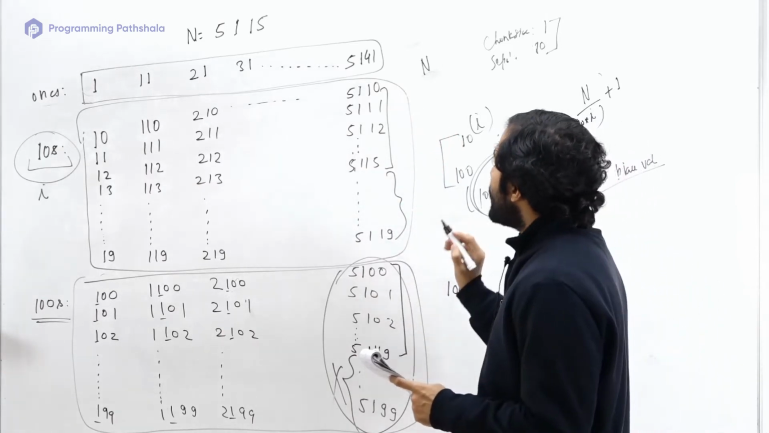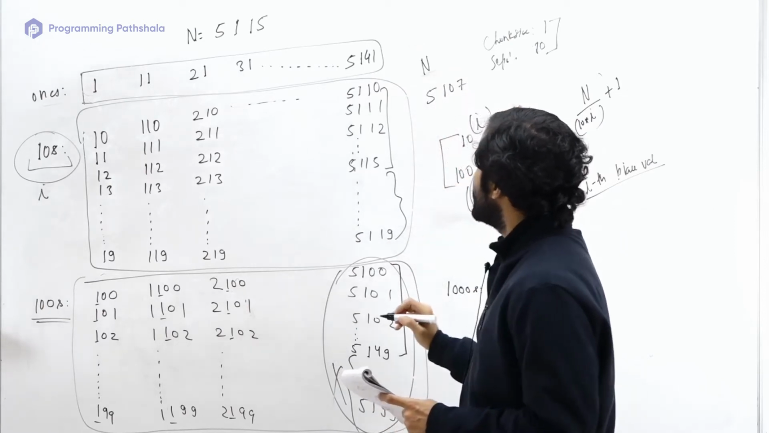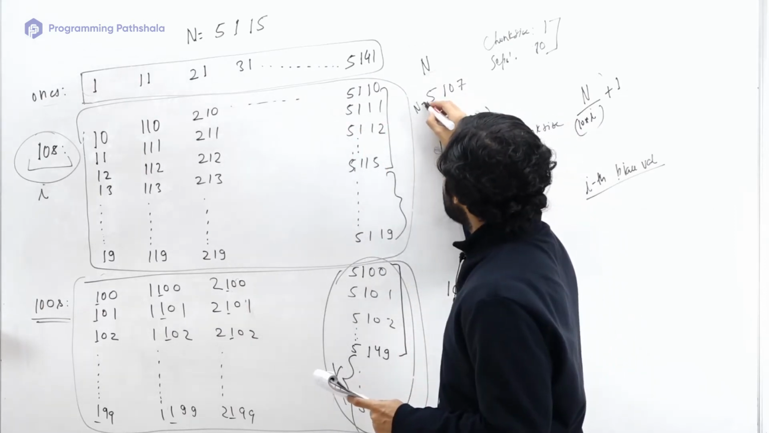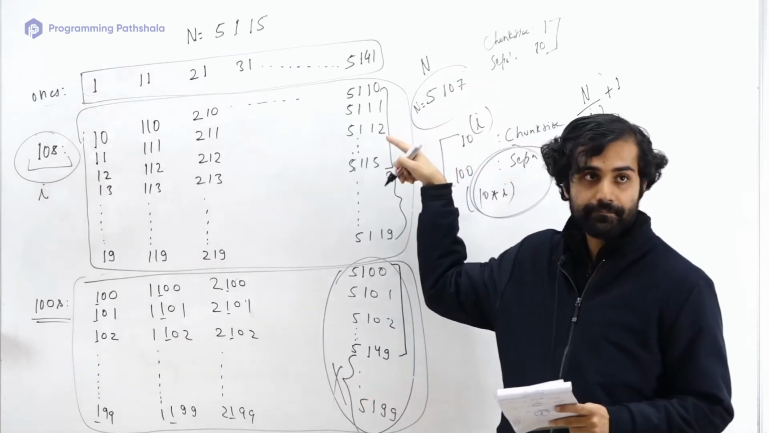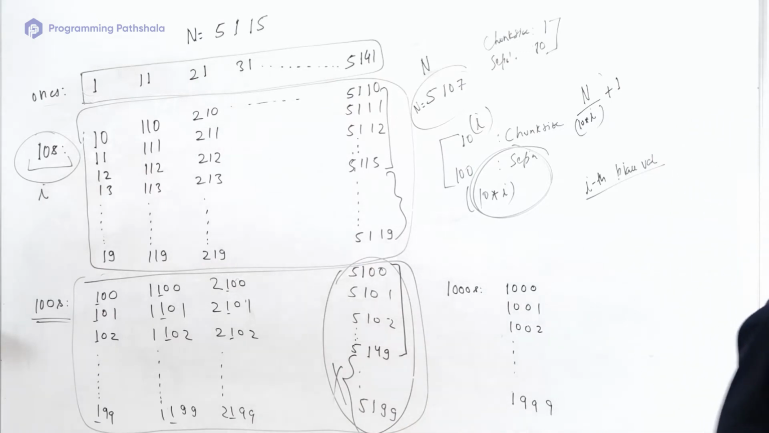So let's talk about a number like 5107. If your number was 5107, then nothing of this last chunk would have been applicable. Yes or no? Because the first member itself of this chunk is 5110, and this 5107 is even smaller than that. Does that make sense? So that is one thing which you guys have to keep in your mind.